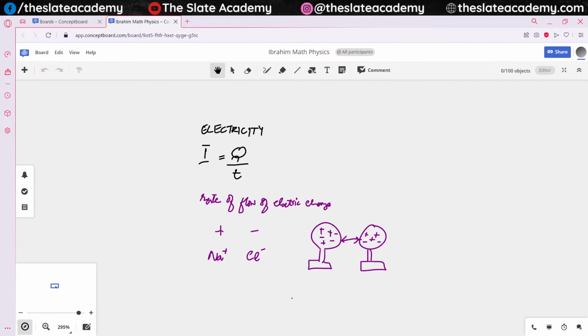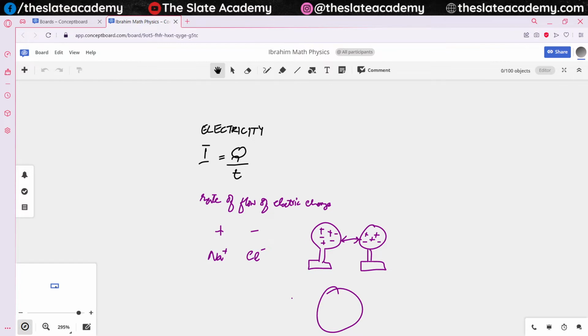No, no. Consider the structure. That is what I'm trying to explain to you. Whether a thing is positively charged or negatively charged, it is because of flow of electrons. Whether a thing has positive or negative charge.